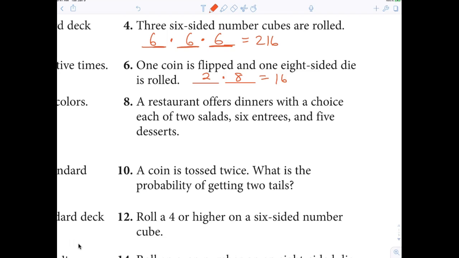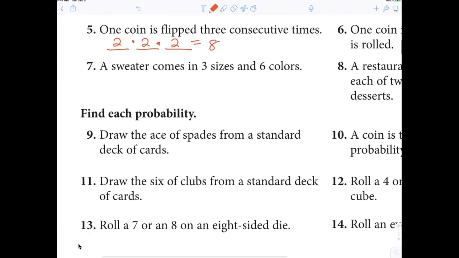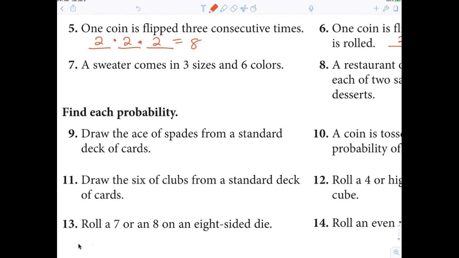All right, hopefully it's making sense. All right, number 7. A sweater comes in 3 sizes and 6 colors. How many sweaters can you make? There can be 24? Why 24?